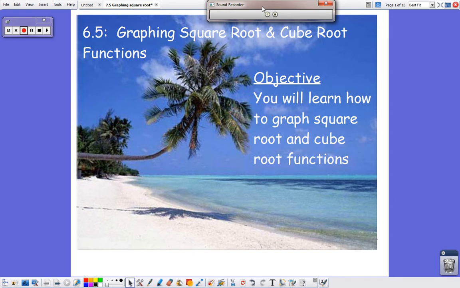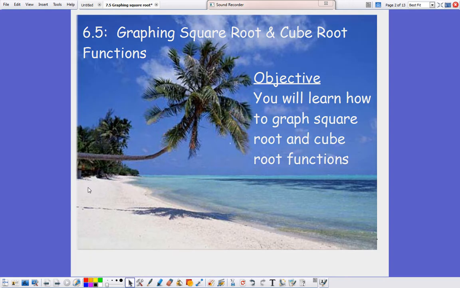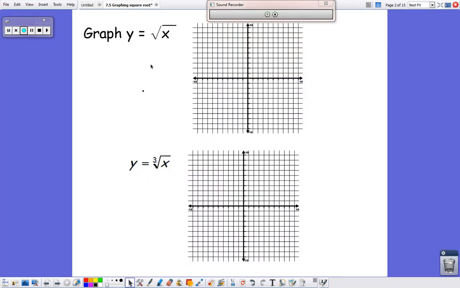Alright, lesson 6.5 is graphing square root and cube root functions. In this lesson, what we're actually going to be concentrating on is graphing two graphs. First of all, we're going to be graphing the square root of x and the cube root of x. Okay, so we'll go ahead and graph this out.